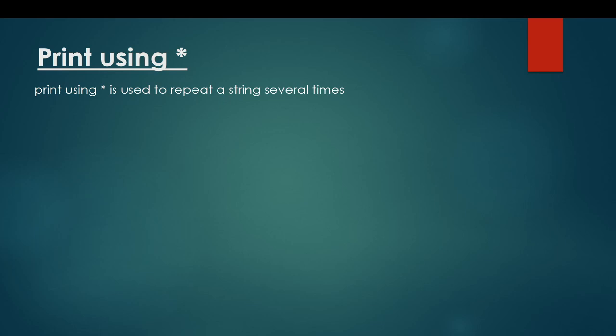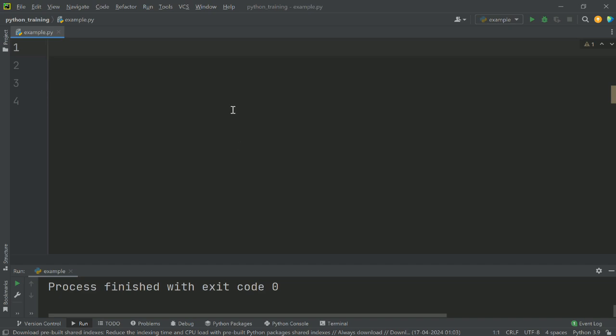Hello world, welcome to Python training, and in this video I'm going to explain how to print using the asterisk symbol. So asterisk is basically used to repeat a string several times. Let's see the examples in PyCharm.